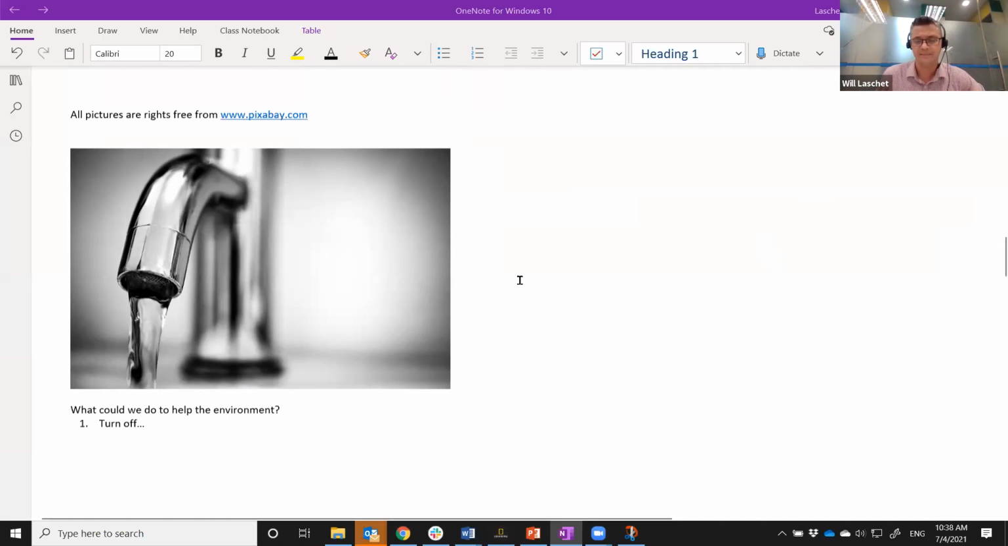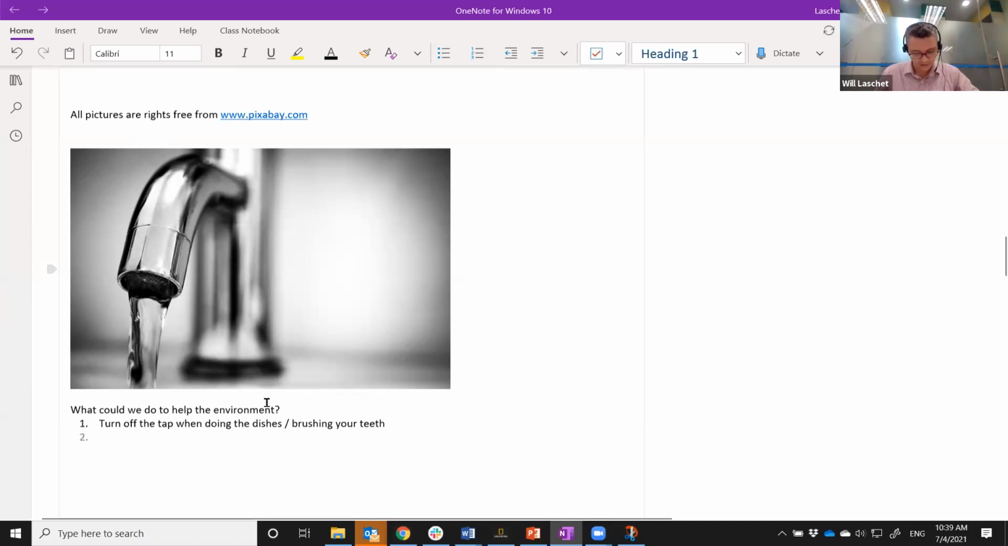So first of all, what can you see here? What can you see in the picture? We can see a tap. So we can say, turn off the tap. Can you think of any examples of times where people might leave the tap running for a long time? I can think of one. Okay, right. So turn off the tap when doing dishes. Brushing teeth, Ryan, that's right. A lot of people leave the tap running when they're brushing their teeth. I'm not sure why. So we could turn off the tap.